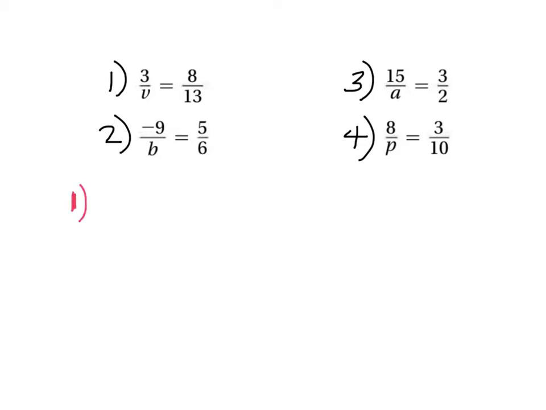Number 1. 3 over v equals 8 over 13. We're going to cross multiply. 8 times v is 8v, and we're going to put that on the left. 3 times 13 is 39. And we solve by dividing by 8.